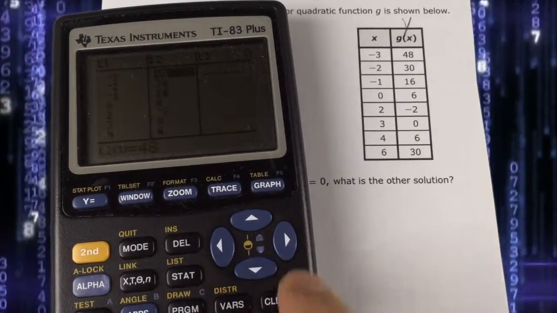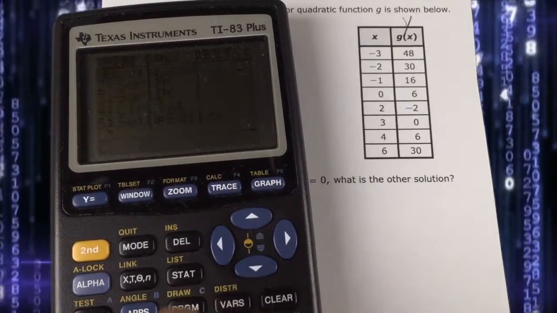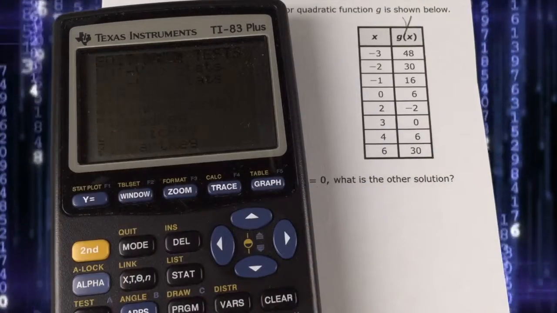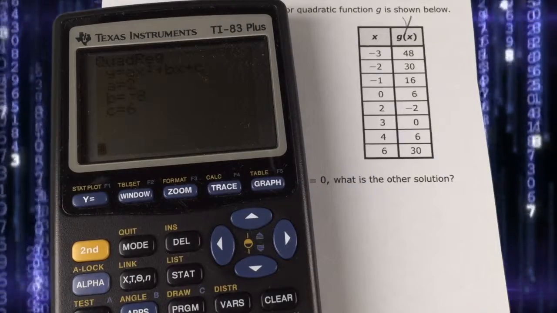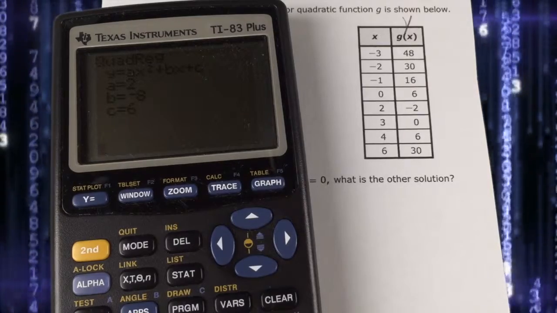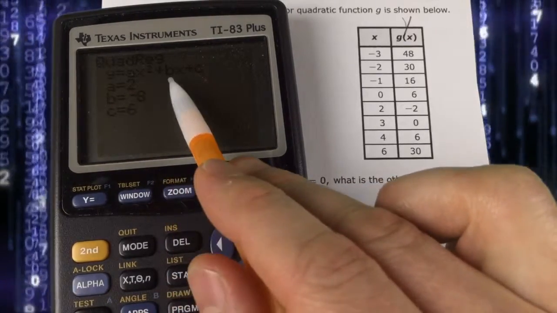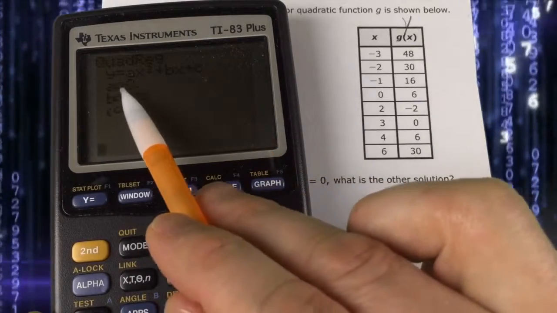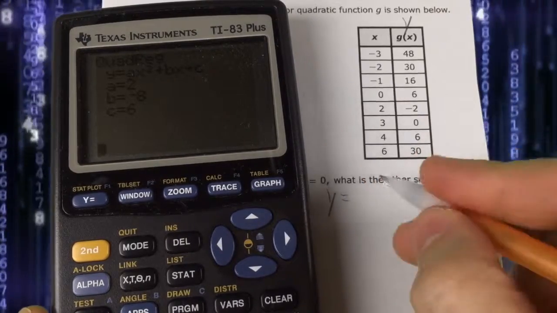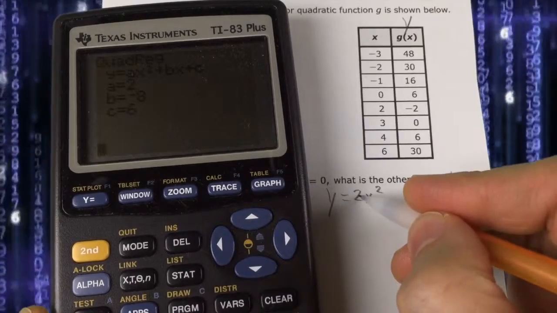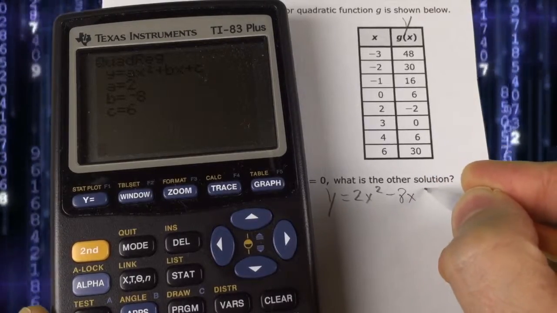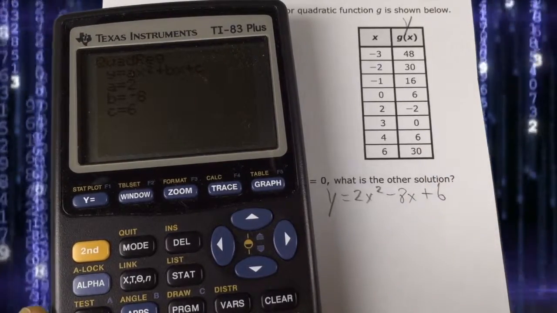Looks good. So I did stat edit, I entered my numbers. Now stat, right arrow to the calc screen, and number 5 is quadratic regression. I hit 5, I hit enter, and you might have to keep hitting enter to get to this part. But this is essentially your quadratic equation. We have y equals ax squared plus bx plus c, and they give us each coefficient value. So I'm going to write that down. y equals 2x squared, that's my a. I'm going to put minus 8x because it's negative, plus 6. So there's my equation.